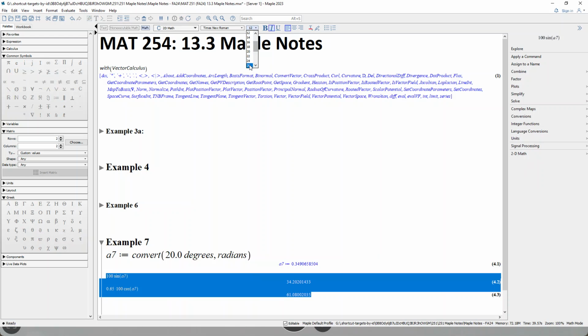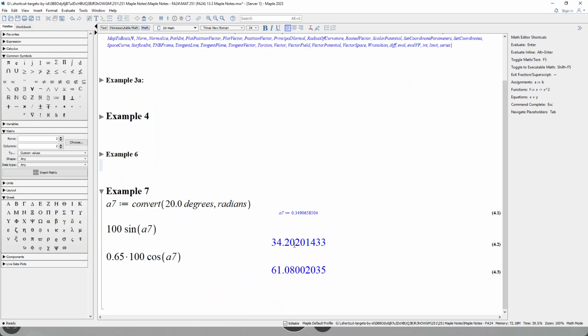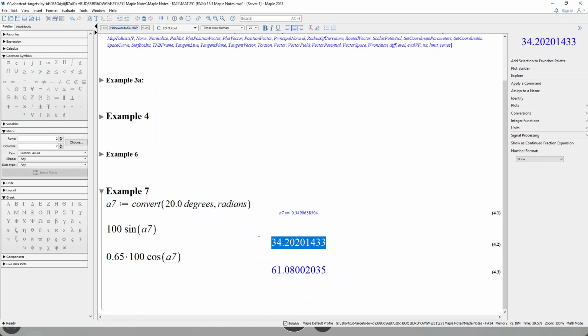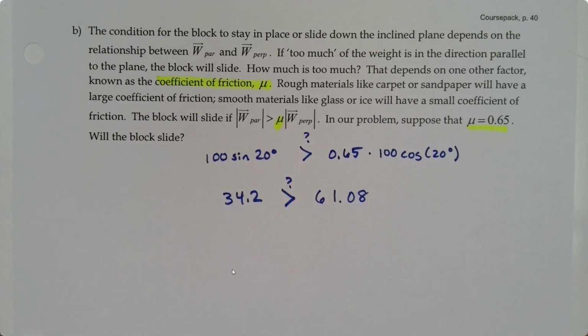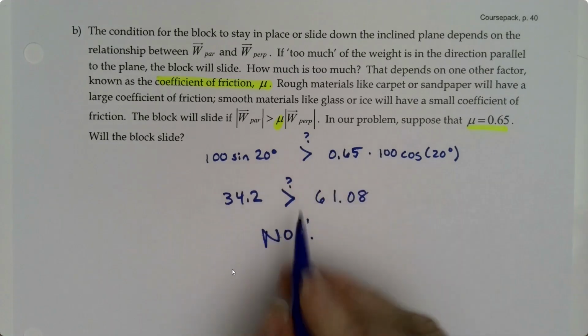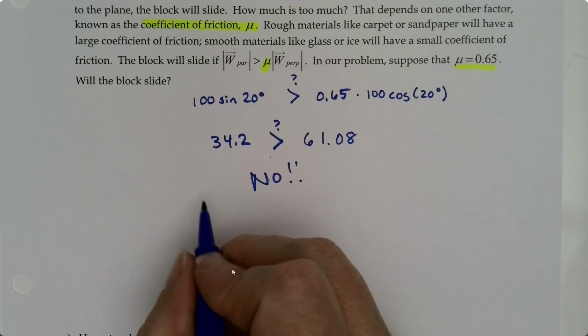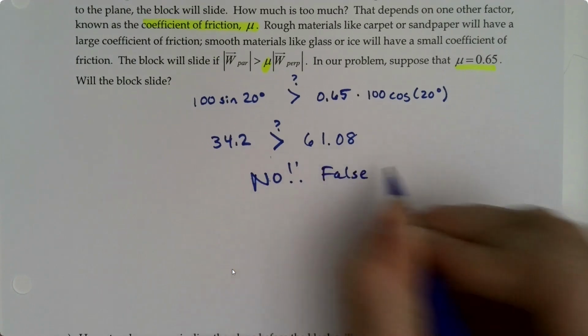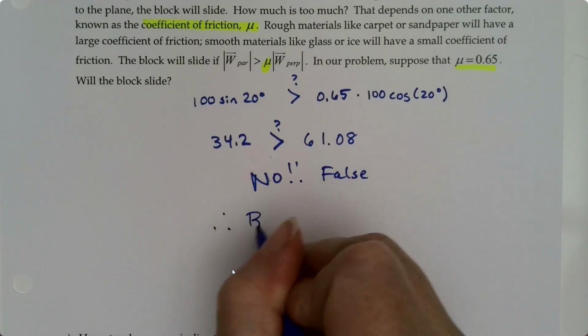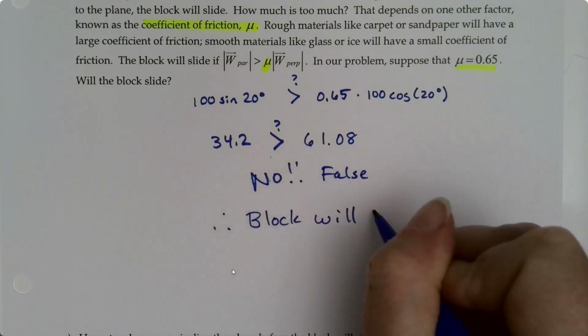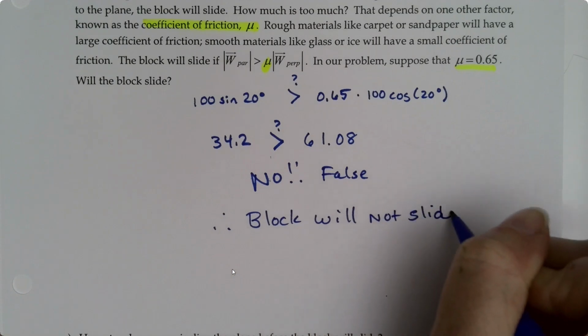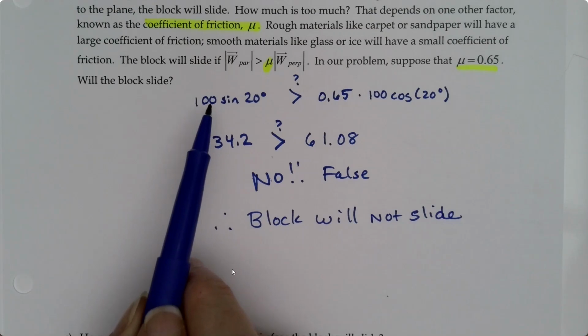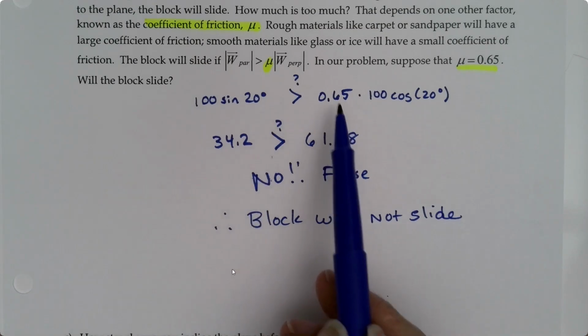Let me make this larger so you can see. The question is: is 100 sine of A7, which is 34.2, greater than 61.08, which would be the right-hand side? And of course, the answer is no. It is not greater than, and therefore this is a false statement. So the block will not slide. The amount of the weight in the parallel direction was not enough to compensate for this friction coefficient.